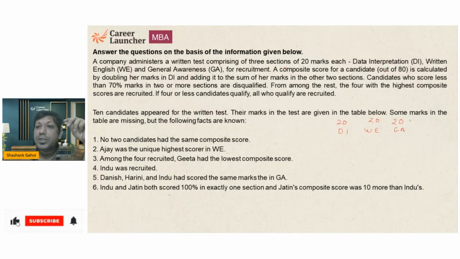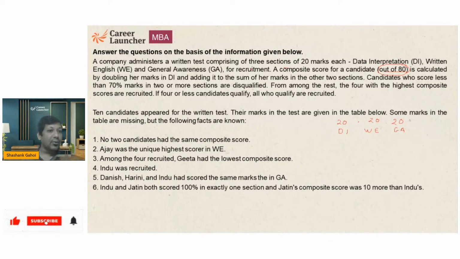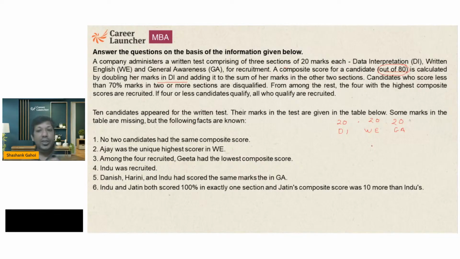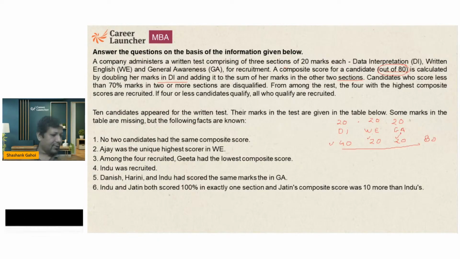Recruitment है. A composite score of 80, तीनों का सम तो अपना क्या हो रहा है, that is going to be 60. लेकिन the question is saying the composite score is going to be calculated out of 80. इसका मतलब out of 80 का मतलब कहीं कुछ तो additional कुछ होगा. It is calculated by doubling the marks in DI. So DI के जो marks given हैं उसको हमें 40 में convert करना है and adding it to the sum of the marks in other two sections. इसका मतलब WE को भी as it is लेना है और GA भी as it is लेना है and sum will become 80. So that is the composite score कि इसके marks को double कर दिया, बाकी दोनों के as it is ले लिए. Now that is the total score we are looking for.